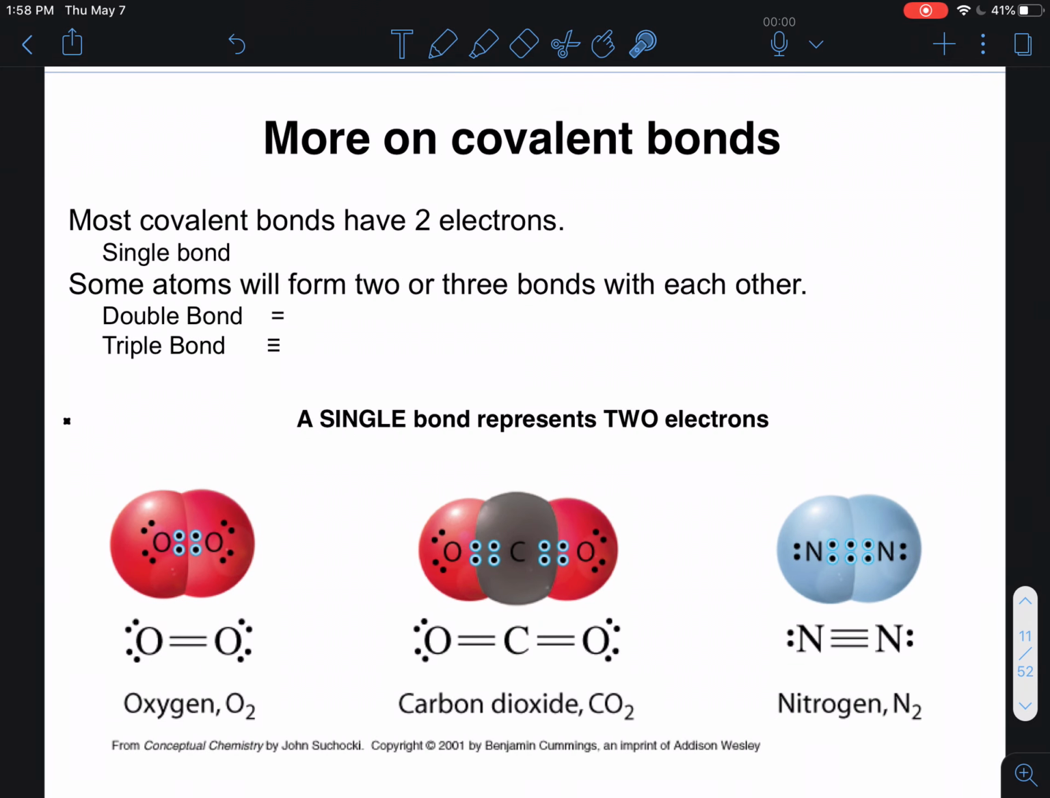So again, more on covalent bonds. A single bond represents 2 electrons, a double bond is 4, and a triple bond is 6. Okay. Again, in all these situations, the lone pairs are always shown. The non-bonding pairs are always shown, and the bonding electrons are represented as lines.